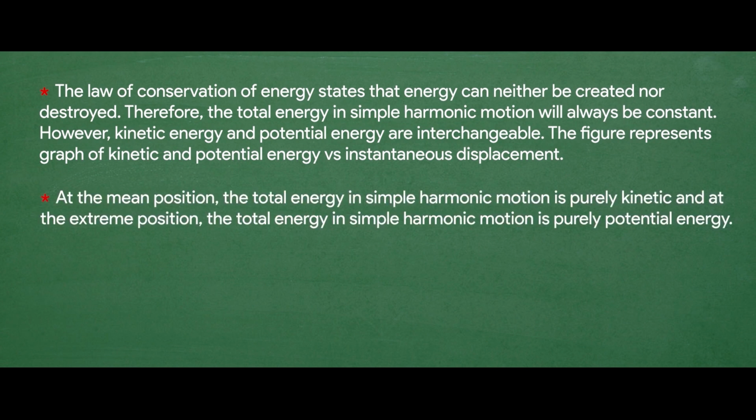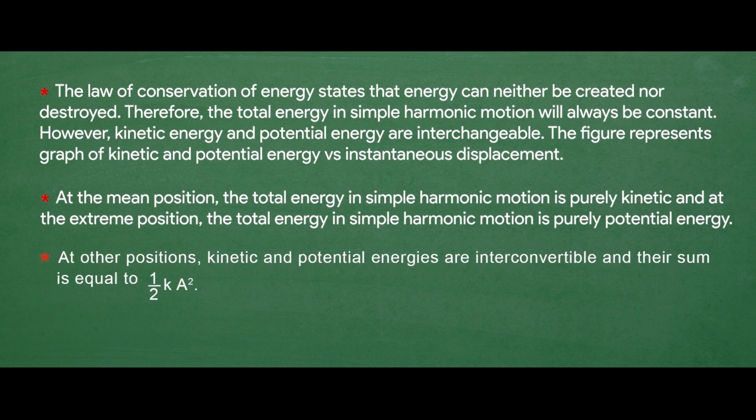The second conclusion we can derive from this graph is that at the mean position, as I said earlier, the energy is purely kinetic, and at the extreme position, the energy is purely potential. What is the third conclusion we can draw from this graph? The third conclusion is that at other positions, kinetic and potential energies are interconvertible, and their sum is equal to half times k times a square. And the last conclusion we can draw from the graph is that the graph is purely parabolic in nature.